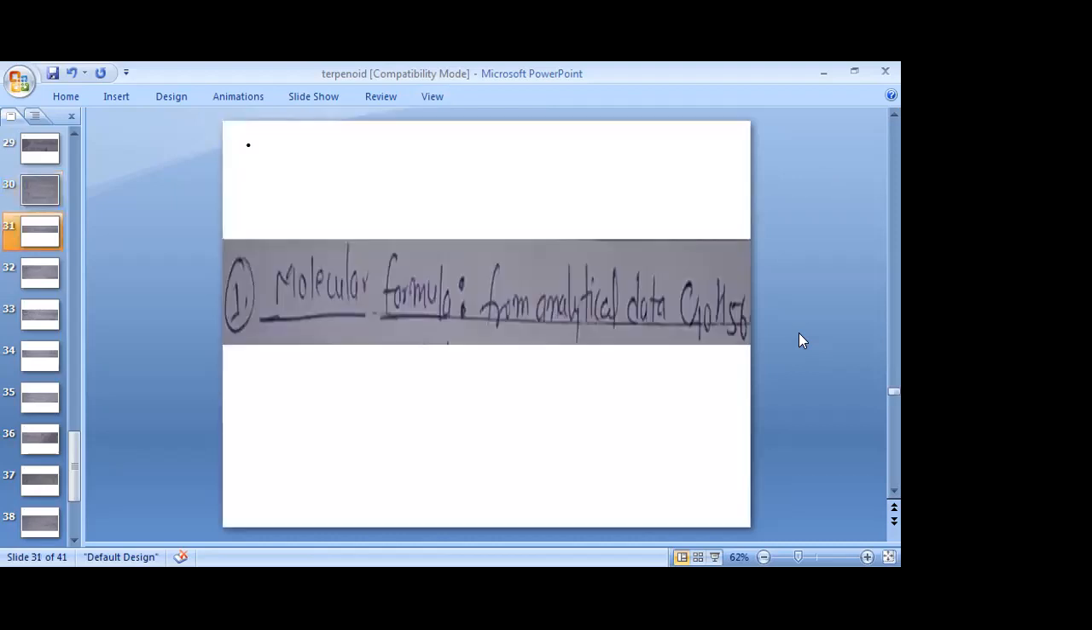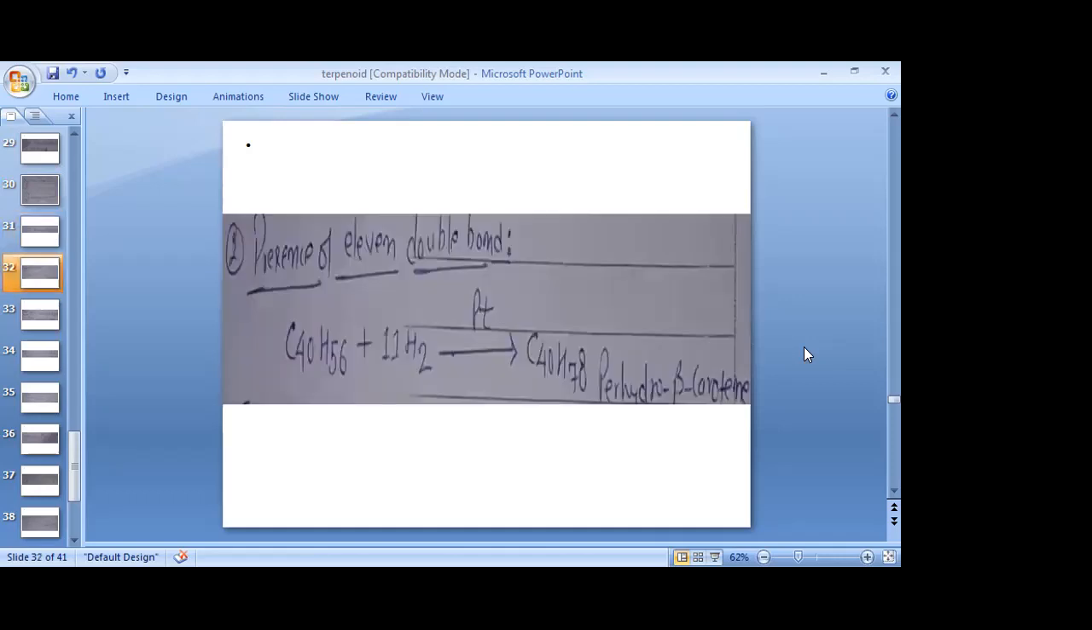Now after that, what about the molecular formula? From analytical data, it is confirmed the molecular formula of beta carotene is C40H56. On the basis of analytical data, it is clear and confirmed. Now after that, how many double bonds? There are 11 double bonds. How do we confirm that?